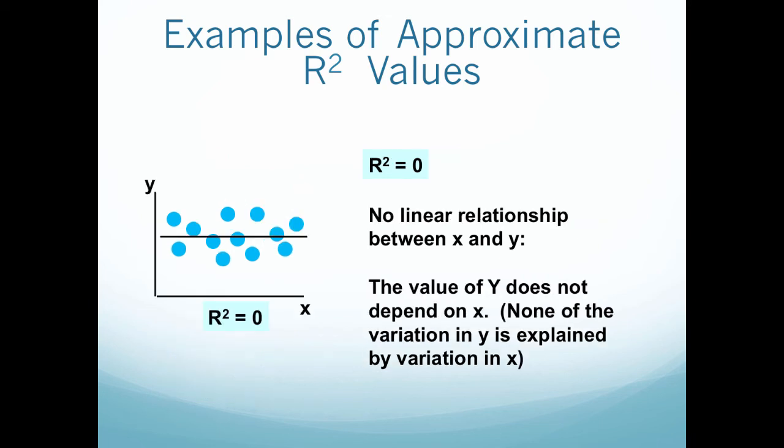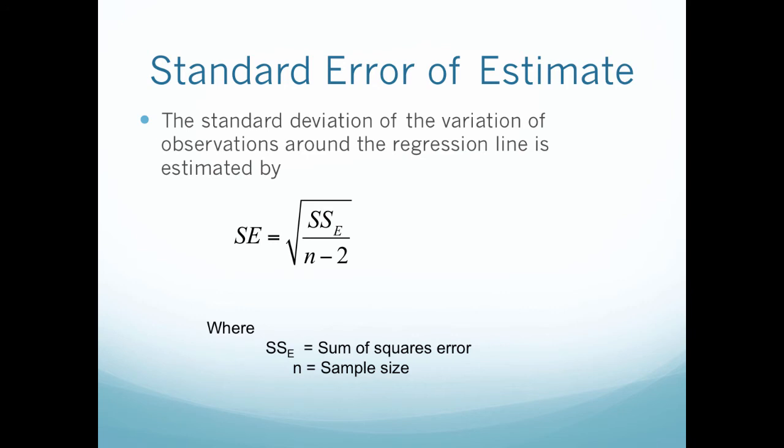Okay, so here, this is when r squared equals 0. This means there's no linear relationship between x and y. So one way to think about this is my slope is 0, so nothing's going to happen to y as x changes. So none of the variation in y is explained by the variation in x. So remember how back in chapter 4 we talked about how the standard deviation of a large sampling distribution is called a standard error? So that's what we're talking about now.